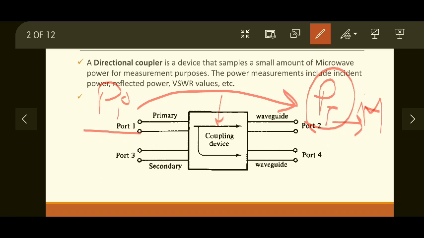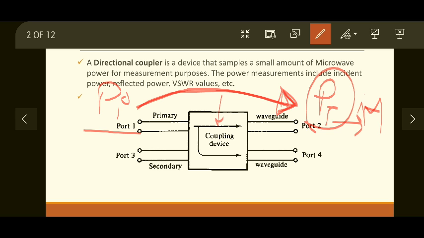Now why can't we do that? Because when we attach a measurement device here within the primary waveguide, it will cause electrical disturbances and we will not get accurate results. Remember, the entire power should be transmitted to the second port. That is our intention. So if we insert a measurement device in between, it will cause electrical disturbances and the entire power will not be transmitted to port 2.